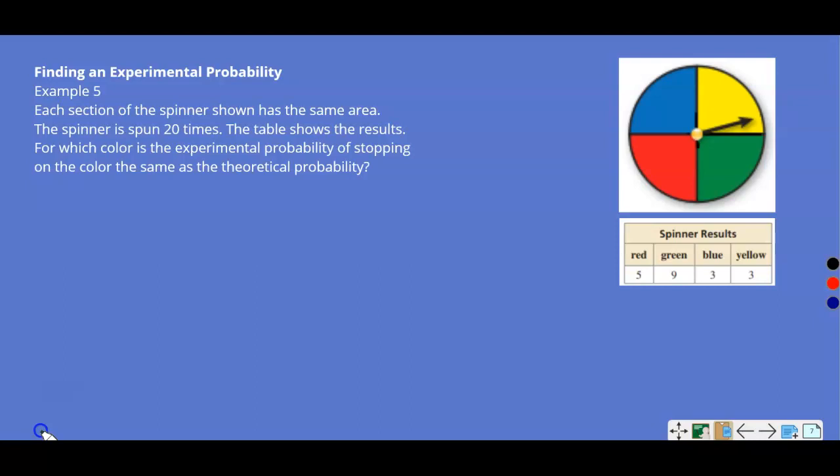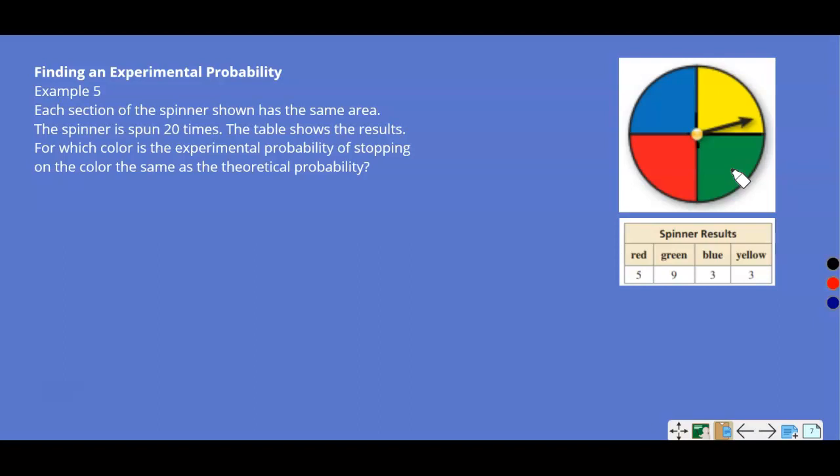Now, if you remember, theoretical probability is when all outcomes are equally likely, and that can be found by the number of favorable outcomes by the total number of outcomes. So what you can see here is this circle is divided into 4 equal sections, which means each color represents 1/4 of the circle. So that would be your theoretical probability. So the theoretical probability of each color is 1/4.